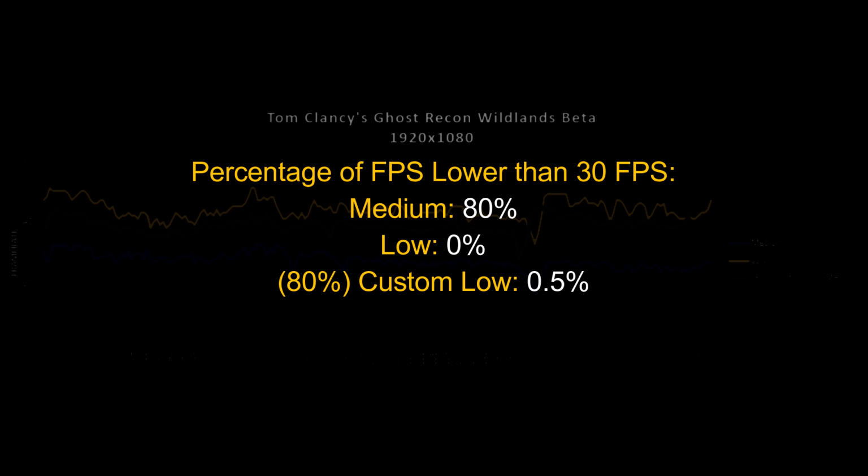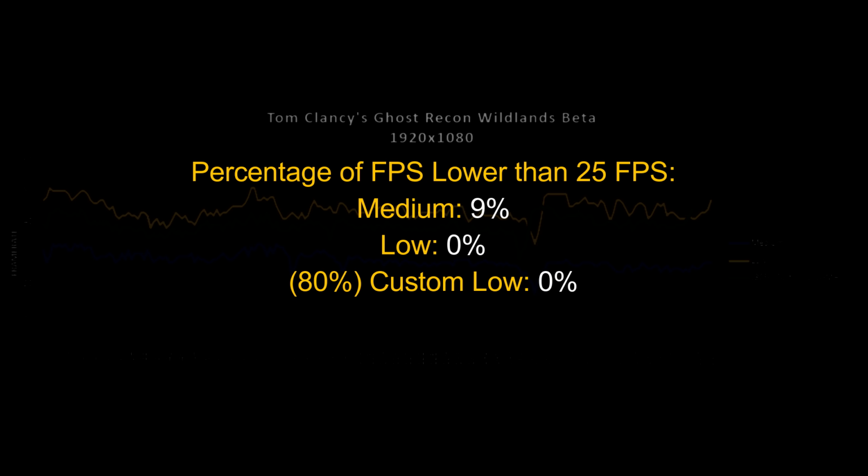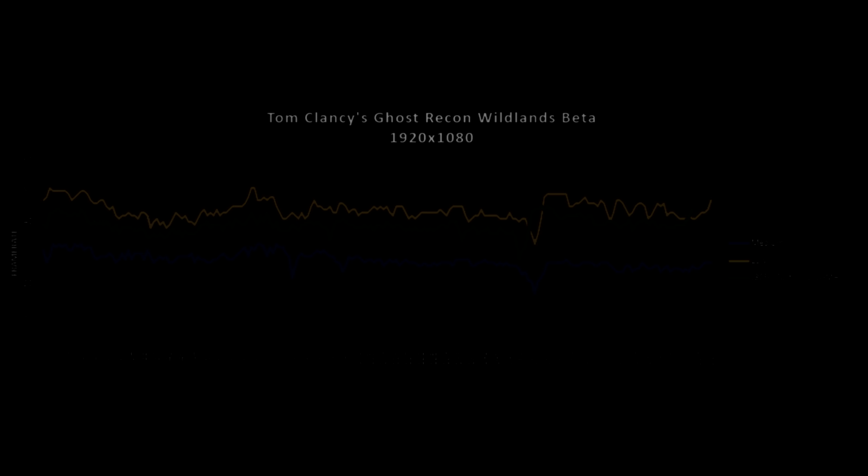As you can see on the consistency, 80% of the frames were lower than 30 FPS on the median, while on my setting it's just 0.5%, so it's rather acceptable. 9% of the frame rates were below 25 FPS on median. On the low or my custom setting it was fine. With my custom setting the game VRAM usage was 1.9 gigabytes. The RAM usage was 4.5 gigabytes. Still I fully recommend you have at least 6 or 8 gigabytes of RAM for this game. CPU was pretty much on 70 to 90% while driving, and GPU usage was always maxed out.